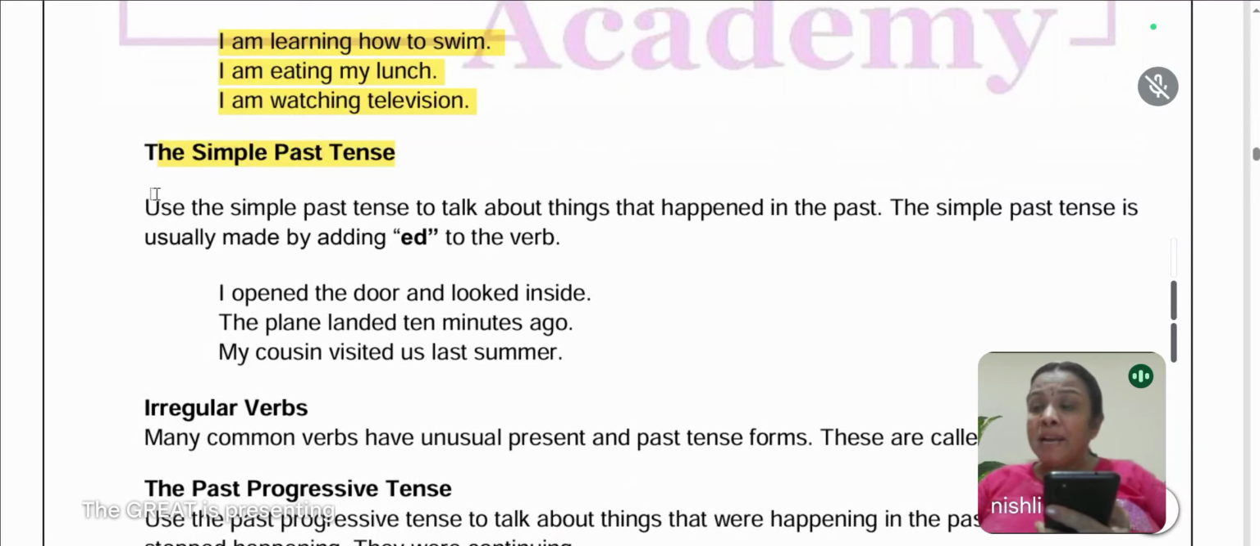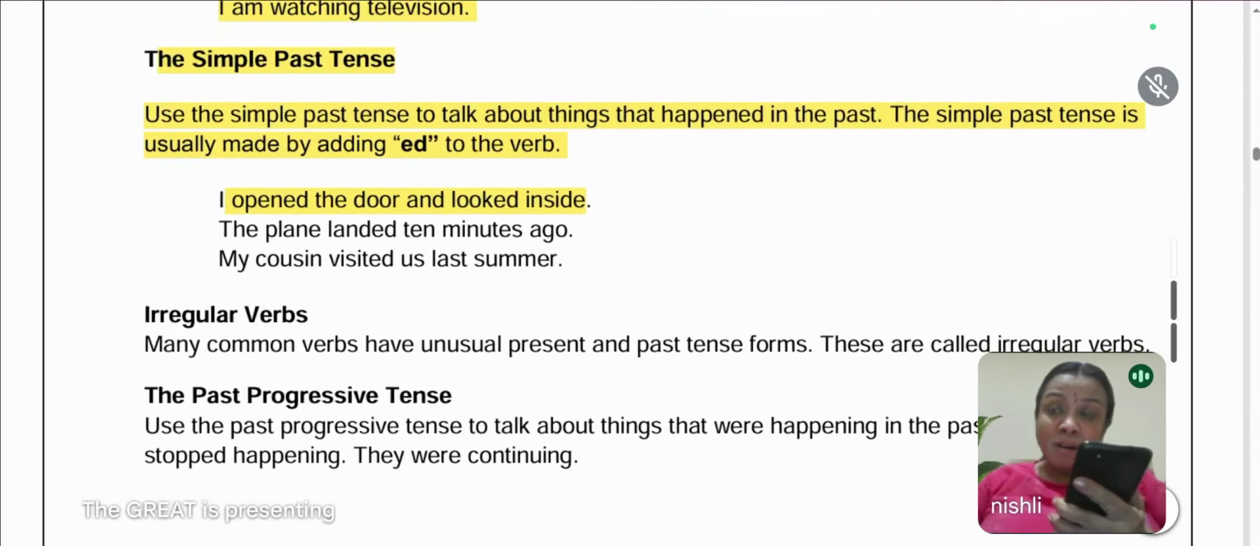So I ate my lunch, I ate biryani yesterday. So something which has happened in the past. Or what is that? I walked. Then what are the other words? Cooked, jumped, ran. Run means ran. Jump means jumped, add ed to that. Kick means kicked. Eat, ate. Then what else? Run, ran.